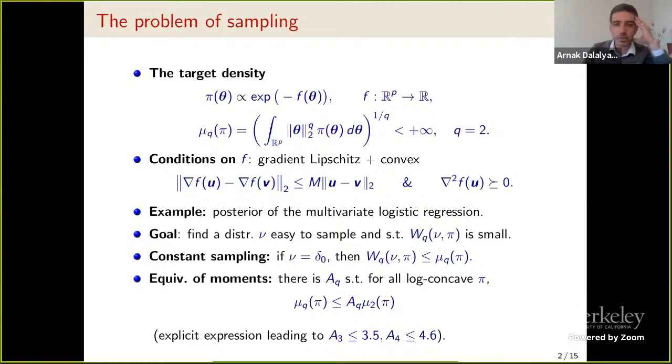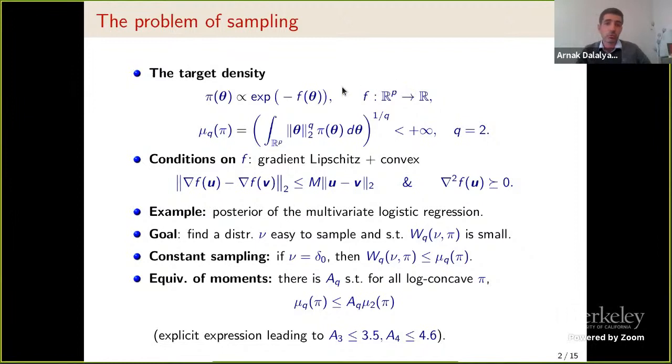So let me start very slowly by introducing the framework. The goal, which I think is very clear for everyone in this audience, is to sample from a probability density function, which will be denoted by pi theta. It can be written via a potential function, which will be denoted by f. We will assume that the potential function is defined on the whole space R to the power p, and we will also assume that this function is convex.